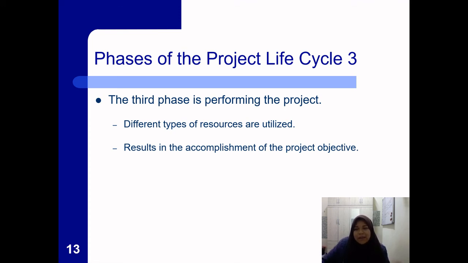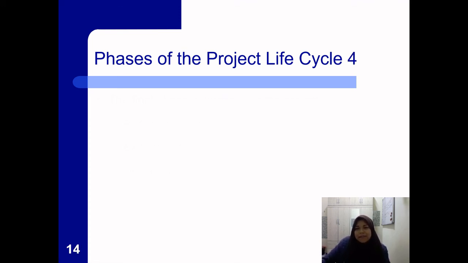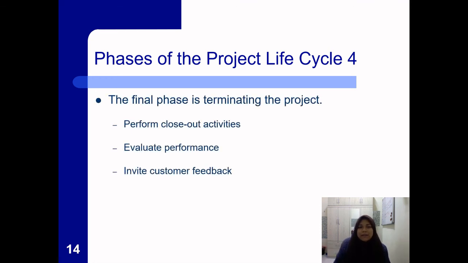Next, project life cycle four is the final phase, which is terminating the project. After you have performed it, you have to terminate the project. No matter how good or how bad the project is, you just need to terminate it. You need to perform close-out activities, evaluate the performance, and invite customer feedback.